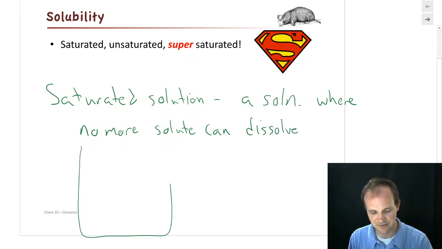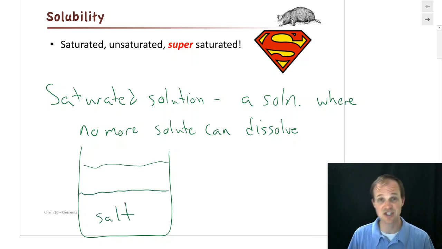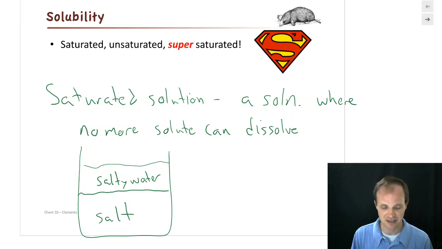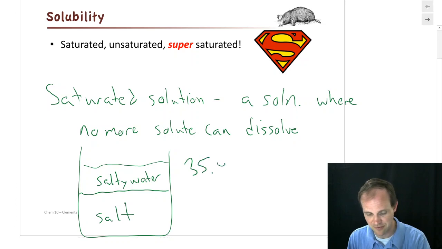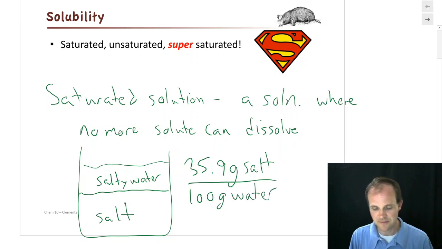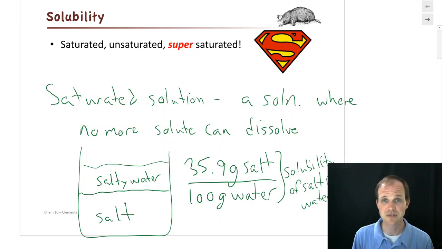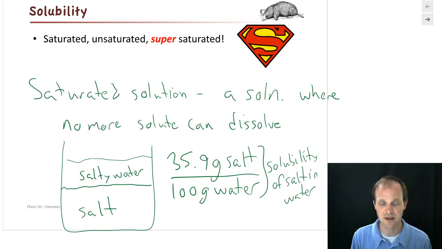For example, if I take myself a beaker of water and I just start pouring in salt, and I get to the point where I put in so much salt that there's this giant pile of salt at the bottom, and there's some very salty water up on top, but there's a huge amount of salt. No matter how much I stir and stir, that salt is never going to dissolve, right? There's a limit to how much can dissolve. In fact, that limit, if you want to know a number, is about 35.9 grams of salt for every 100 grams of water. And that 35.9 for 100 grams is actually what we call the solubility of salt in water.